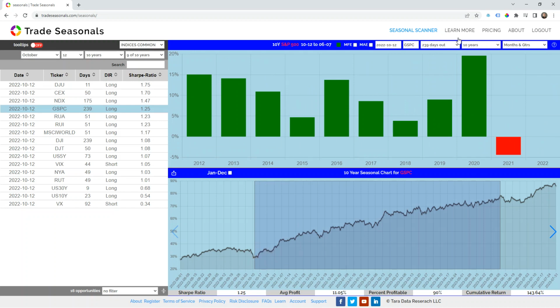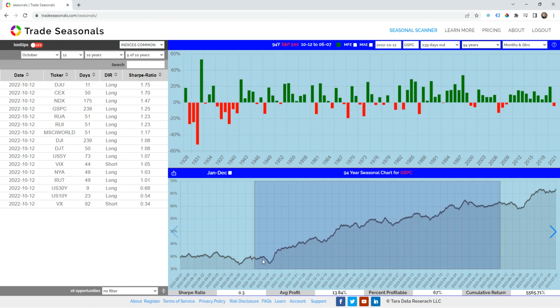This is the last 10 years. Let's go back to 94. This is where we are right now on this sideways area of seasonality right there. But the drop occurs right there, which is the 20th to the 27th. So watch out for these weeks. But the magic date is here.